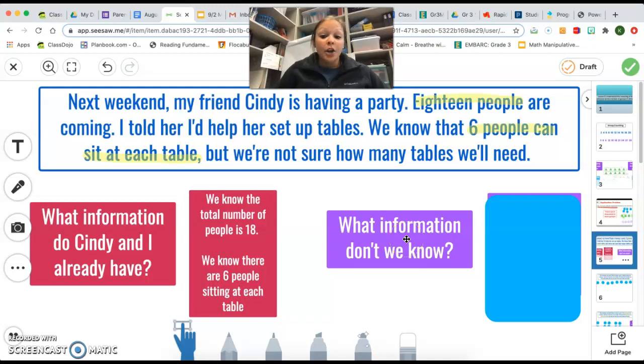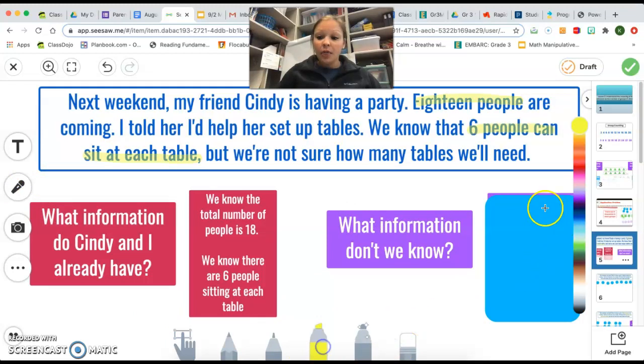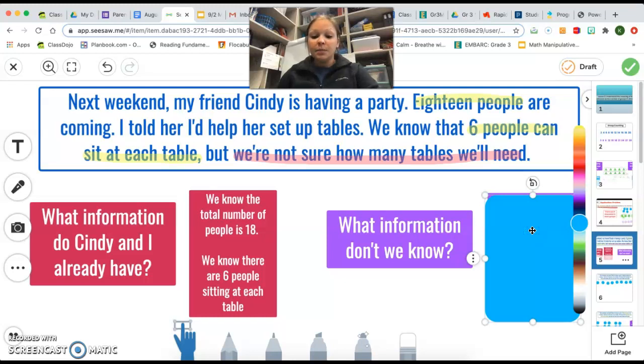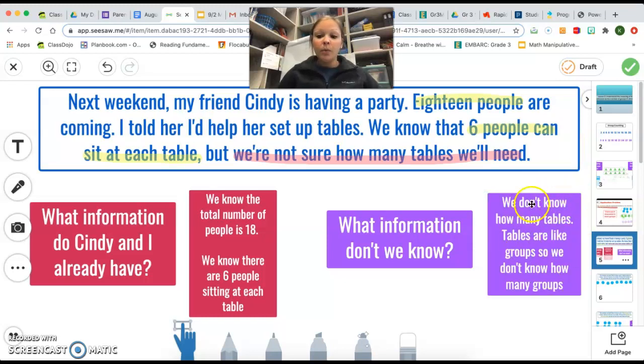But what do we not know? Well, we don't know the answer to the question. We do not know how many tables we need, because right here it says we're not sure how many tables we'll need. We do know that there's 18 people coming. We do know that there's 6 people that can sit at each table, but we don't know how many tables we need. So basically, we're going to think of the tables in this problem as groups. So we do not know how many groups to make.